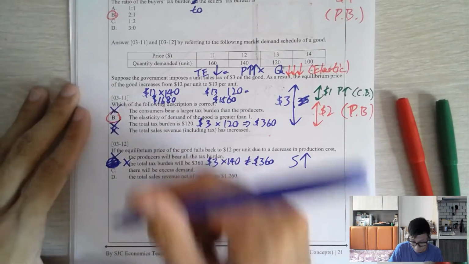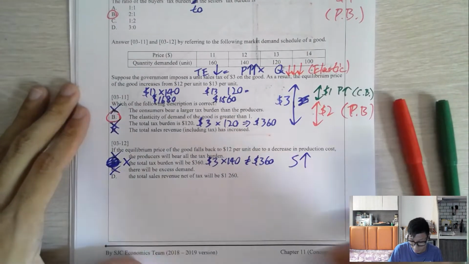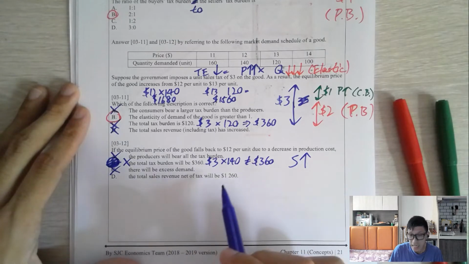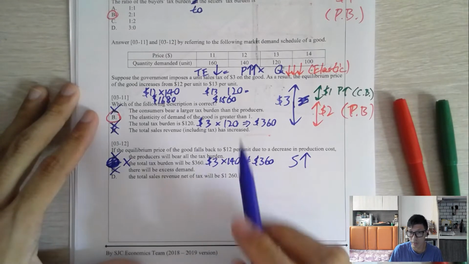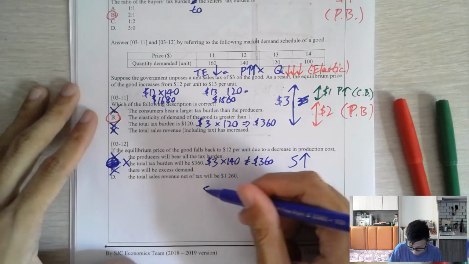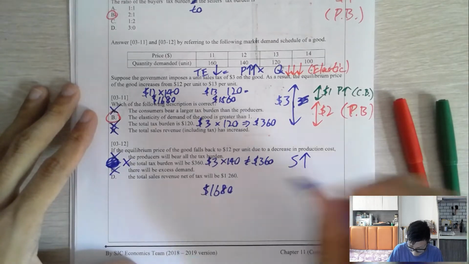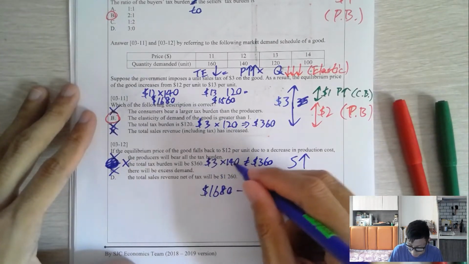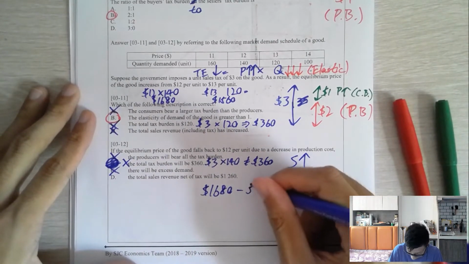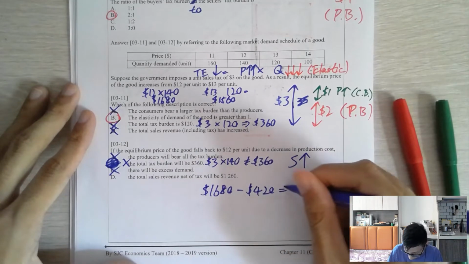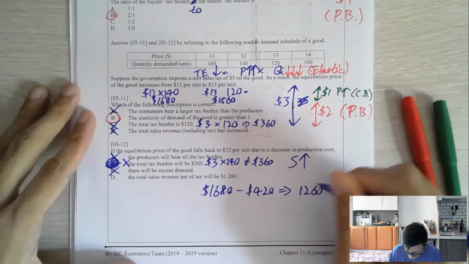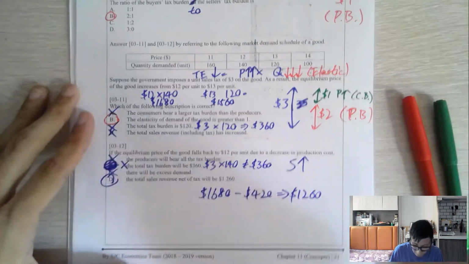There will be excess demand 唔會啦，係咪 equilibrium 㗎嘛？Total sales revenue net of tax would be this one，係咪好易計啫嘛？This one 80 minus this one 420, right? That would give us 1260. Okay, so D would be the answer.